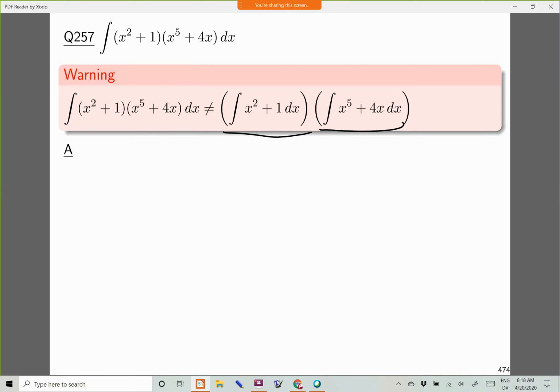So people will just anti-differentiate each of the two parts separately and multiply the results together. That's made up. So this is the made up product rule for integrals. Remember that the product rule for derivatives was actually quite a process, right? First times derivative of the second plus second times derivative of the first.